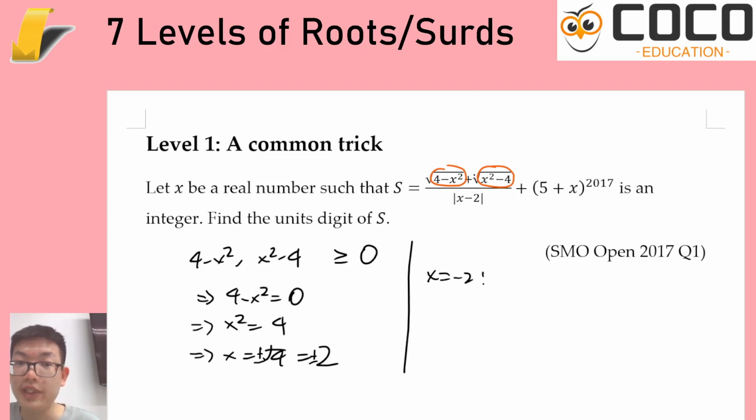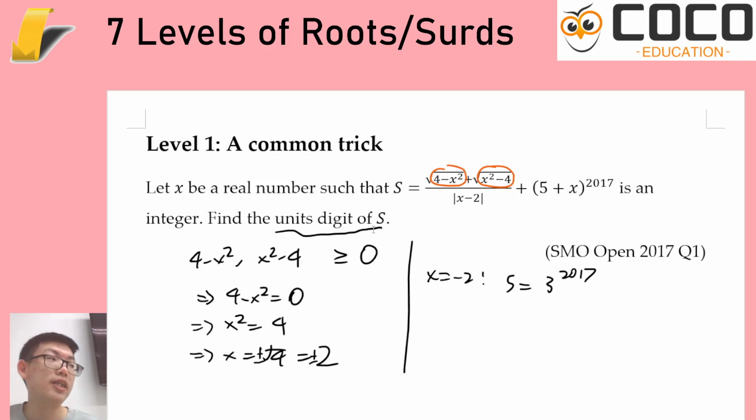well, this thing will be 0. So you're left with S is 3 to the power of 2017. Last digit questions is a topic for another day, so I shall just leave the answer to be there. And if anyone does not know how to deal with last digit questions, please ask in the comments below. I'm sure someone will be happy to help you.